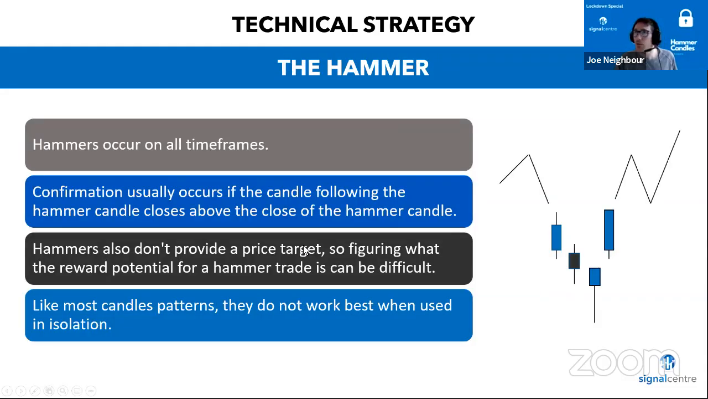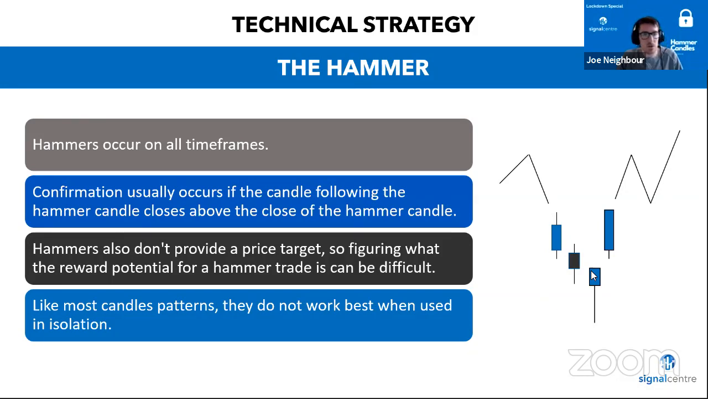So hammers themselves can occur on all time frames. They can occur on monthlies, weeklies, dailies, any intraday chart that you look to use. They will appear everywhere. Confirmation is usually seen when the candle after the hammer candle closes higher than the close of the previous candle. So if you're looking for a less speculative entry, then make sure that the hammer candle is followed up with a bullish close above the previous close on the next candle.